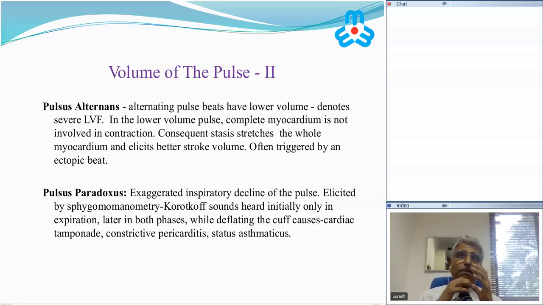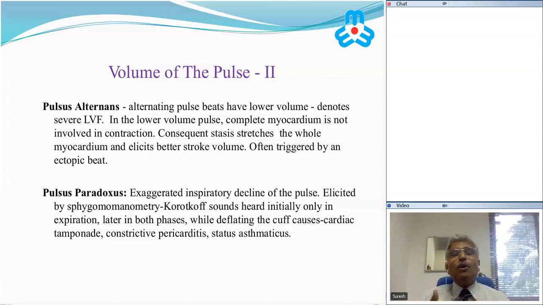Two particular forms merit description. For instance, the pulsus alternans means that alternating pulse beats have a lower volume. It is a marker of severe left ventricular failure. What is happening is that in the lower volume pulse, the electromechanical coupling in response to the electrical stimulation does not capture the whole of the myocardium. As the whole of the myocardium is not involved in contraction, the consequent pulse is small in volume.